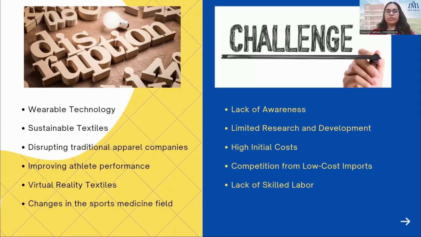So now I would like to take this discussion forward by discussing the disruption caused by sport tech textiles. Some of the disruptions are wearable technology, sustainable textiles, disrupting traditional apparel companies, improving athlete performance, and virtual reality textiles and changes in the sports medicine field. And the challenges faced by sport tech textiles are the lack of awareness and limited R&D, high initial costs, competition from low cost imports, and a lack of skilled labor.